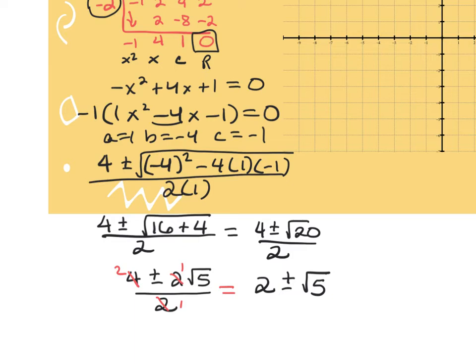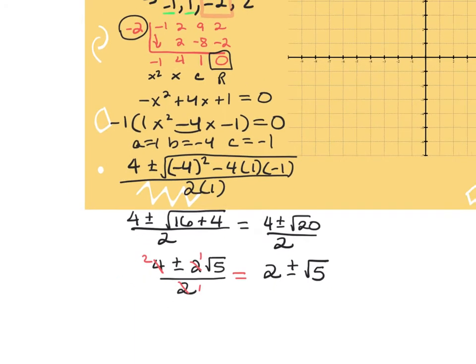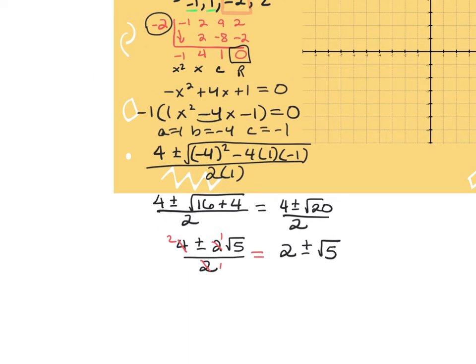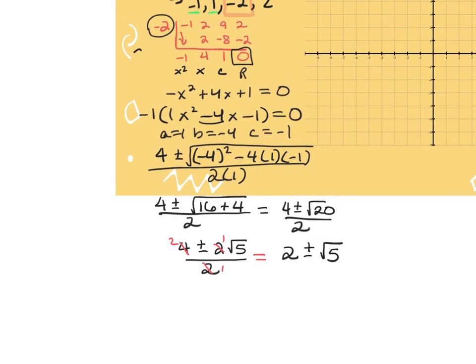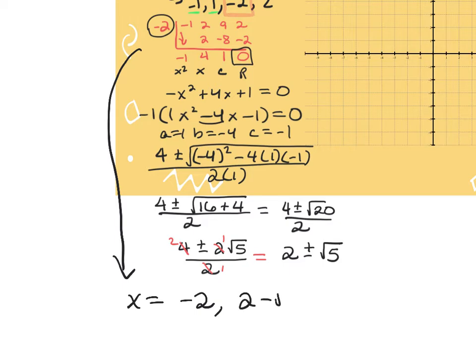So now my 3 zeros written in simplest radical form are going to be the one that I got from the division, so I have one at x equals -2. I've got 2 minus root 5 and 2 plus square root 5.